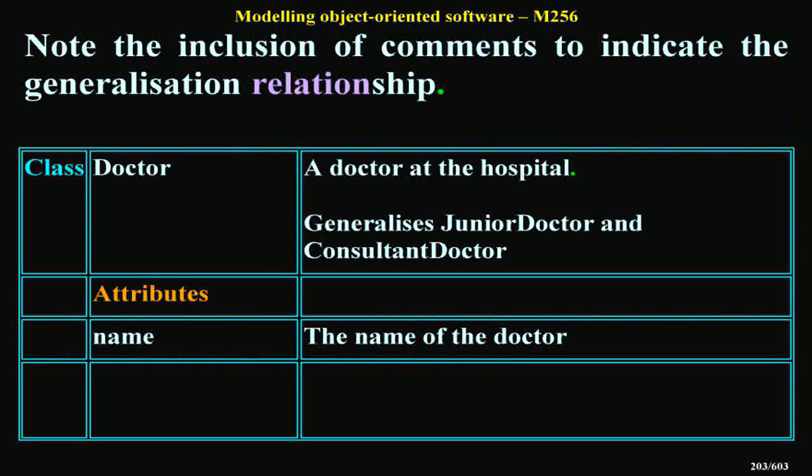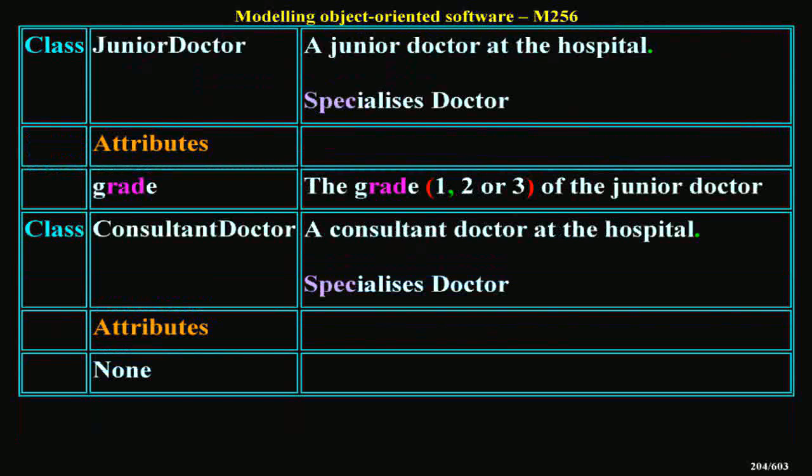Attributes. Name: the name of the doctor. Class: Junior doctor. A junior doctor at the hospital. Specializes doctor. Attributes. Grade: the grade 1, 2 or 3 of the junior doctor. Class: Consultant doctor. A consultant doctor at the hospital.